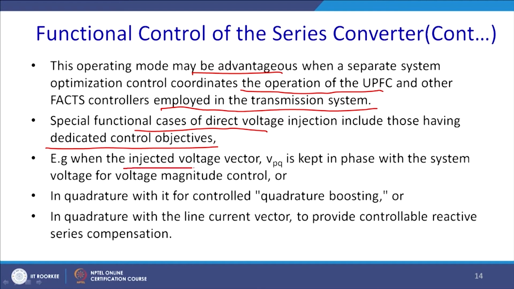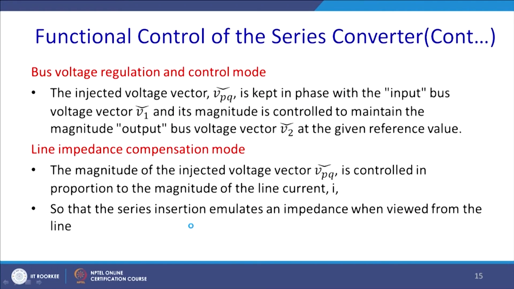The injected voltage vector VQ is kept in phase with the system voltage for voltage magnitude control, or in quadrature with the line voltage for controllable quadrature boosting, or in quadrature with the line current vector to provide controllable reactive power compensation. Bus voltage regulation control mode: the injected voltage vector VQ is kept in phase with the input bus voltage vector V1 and its magnitude is controlled to maintain the magnitude of the output bus voltage vector V2 at the given reference value.